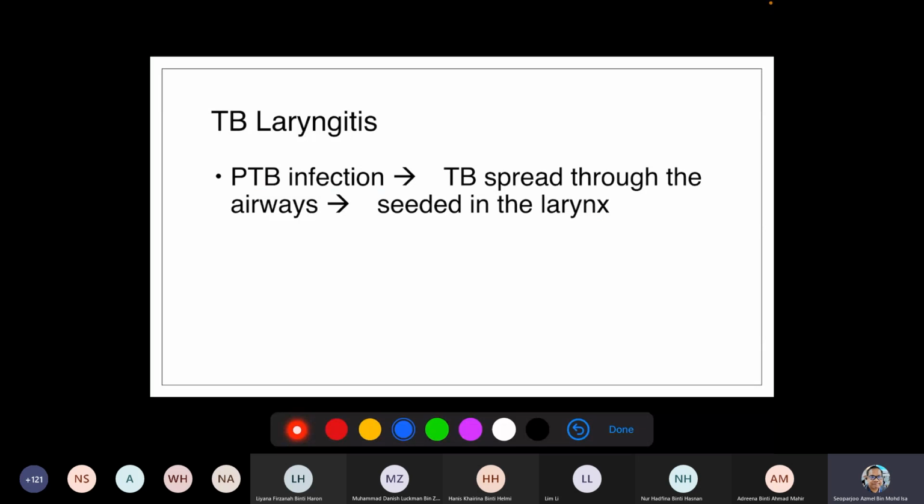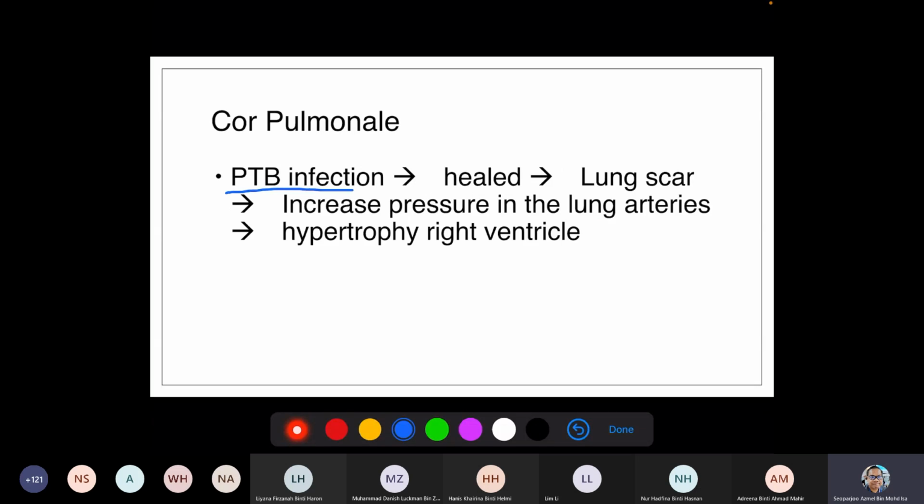And the next one is cor pulmonale, which usually occurs in a patient who has already healed from pulmonary tuberculosis. When there is a pulmonary tuberculosis infection and it has healed, because of the inflammatory process of the infection, it will heal by secondary intention, so it will leave a lung scar or lung fibrosis. This lung scar or lung fibrosis will increase the pressure in the lung arteries and thus cause hypertrophy of the right ventricle, because the heart needs to overcome the increased pressure in the lung arteries to make sure that the blood flows into the arteries. That is why the right ventricle of the heart becomes hypertrophic in the process.